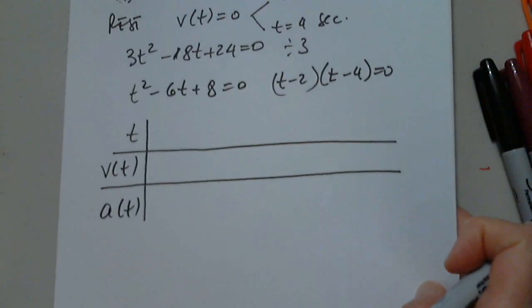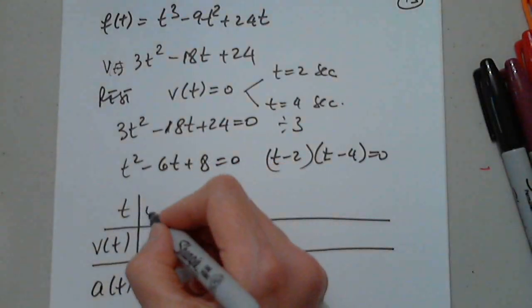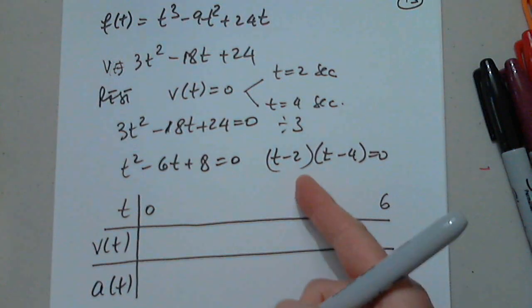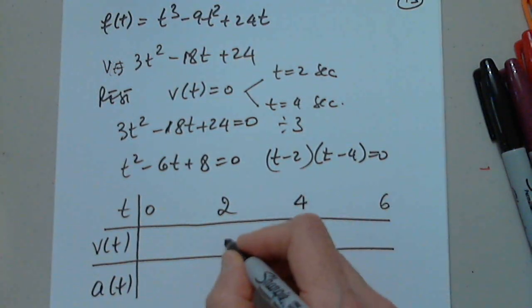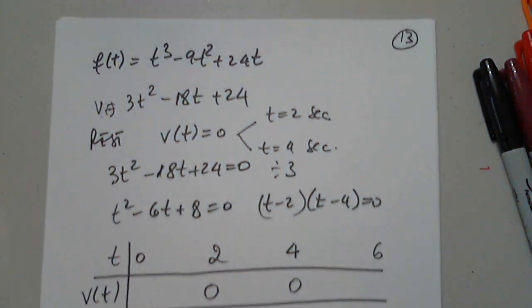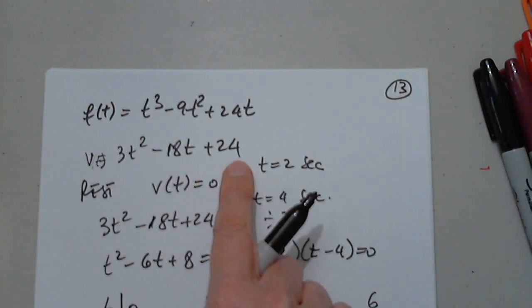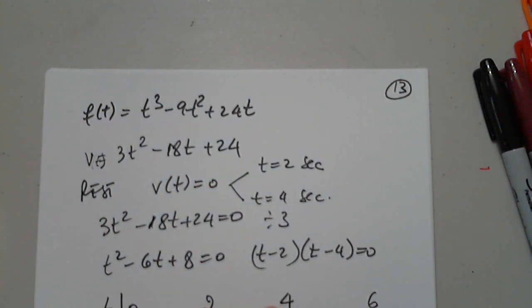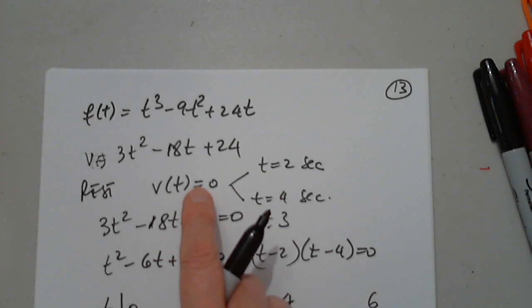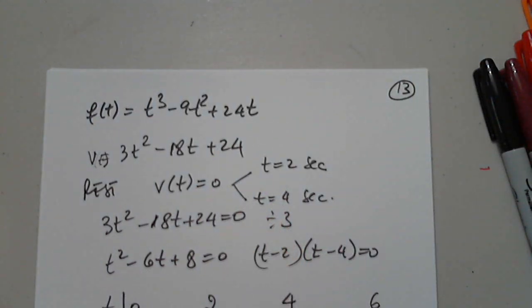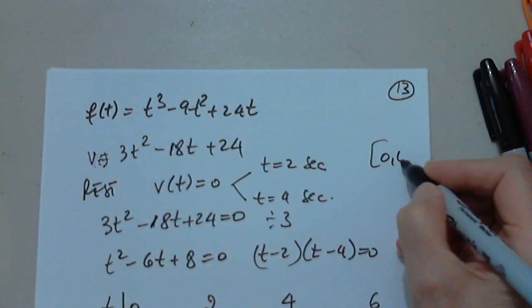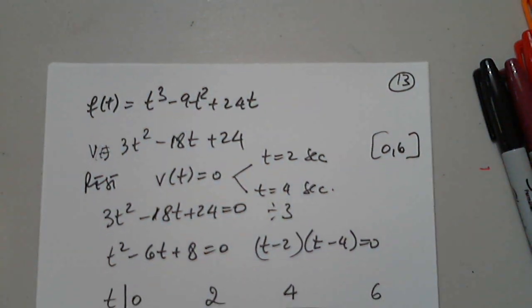Okay, so for 0 to 6, we have 2 and 4, and that must be 0 and 0. All you have to do is plug in numbers to the left of 2, between 2 and 4, and between 4 and 6, as we also did today. Where did you get the 6 from again? It's in the problem, 0 to 6. Oh, okay.